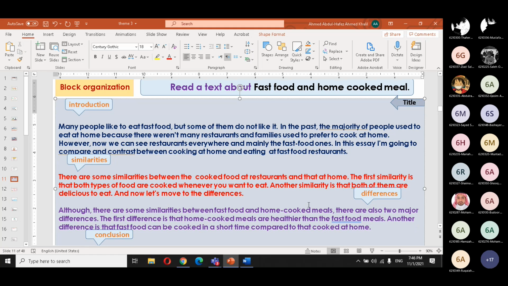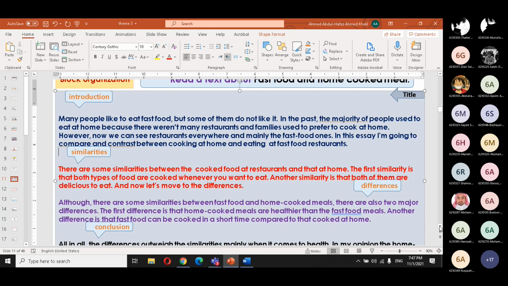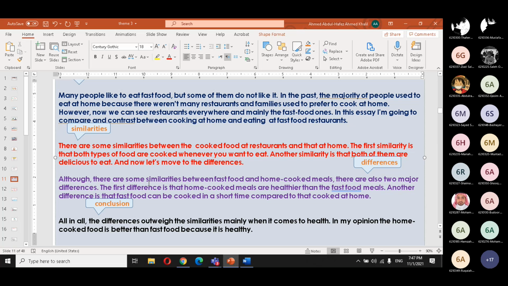Means differences. There are some similarities between the cooked food at restaurants and that at home. The first similarity is that both types of food are cooked whenever you want to eat. Another similarity is that both of them are delicious to eat. Okay, and now let's move to the differences. Although there are some similarities. On the way, the student who wrote this essay, maybe the style is a bit weak, but for the student who wrote it, it's okay.